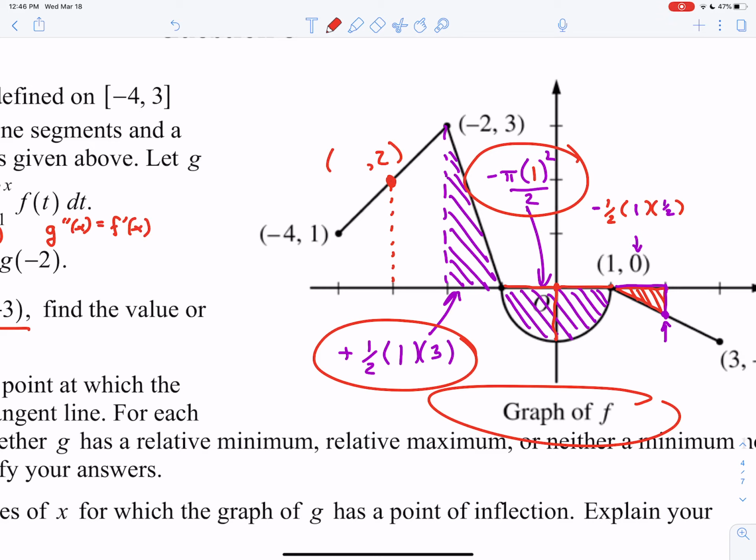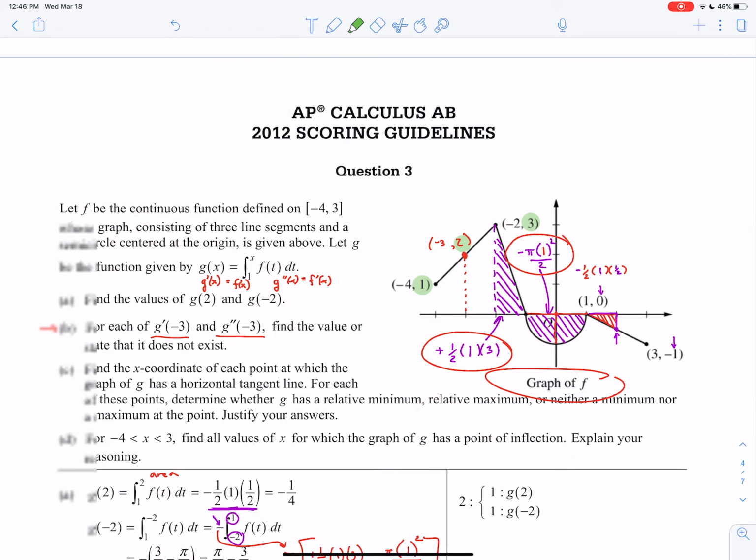I know it's 2. Sorry, -1, -2, -3. Because the y value right here is 1, and that y value up here is 3, so halfway definitely has to be 2. Okay? So there is some analysis involved, but not that bad.